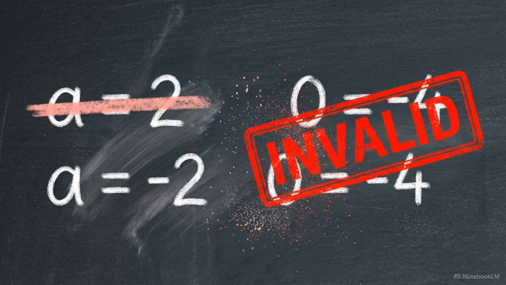Solving the first equation gives us a equals 2 or a equals -2. But our second condition dictates that a cannot be 2. Therefore, if a equals -2, the row reads 0 equals -4. The system breaks, and there are no solutions.